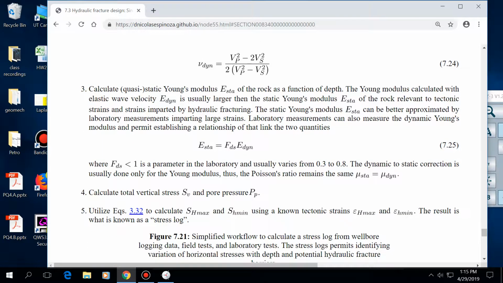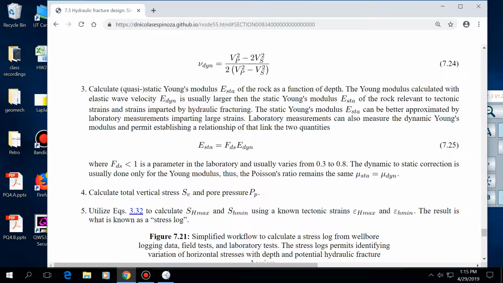Then you have to compute the static Young's modulus, and that's just going to be equal to this factor FDS, which is the factor that converts from dynamic to static, and which in the homework I think is 0.65. So just multiply the Young's modulus that you measure with the well logging measurements by that coefficient, and you will get the static modulus.